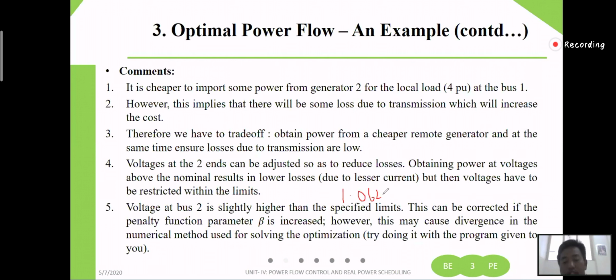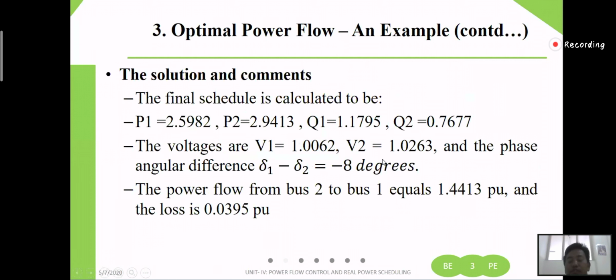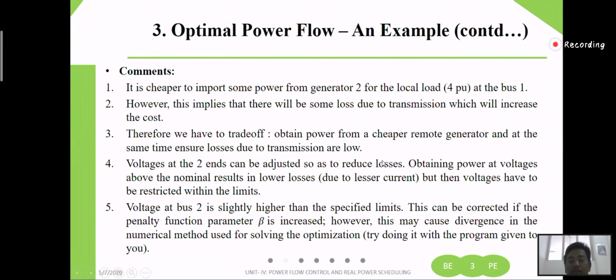That is 1.06. Okay, exactly I am not remembering now. 1 point how much? 1.0263, but actually it says 1.025. So this is slightly higher than the specified limit. So this can be corrected if the penalty function parameter beta is increased. Okay, so when I use 100, that's why I said how to choose beta depends upon you.